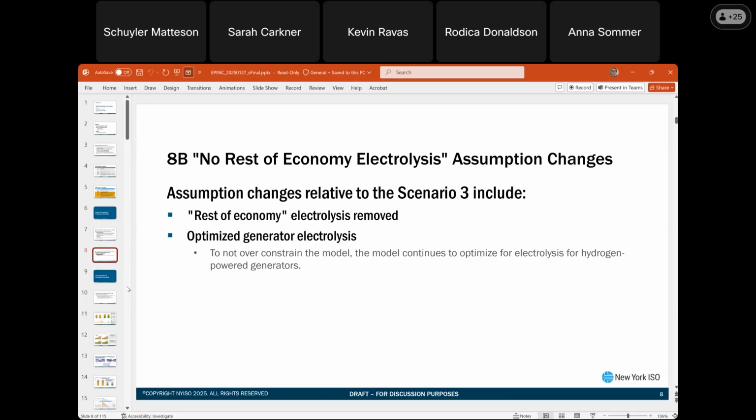So are there any more questions on the assumptions? I feel like once we have an understanding of the assumption changes, the results begin to look intuitive. So that's why I want to make sure we address these up front if there's any more.